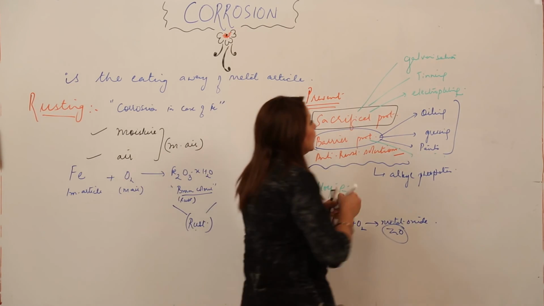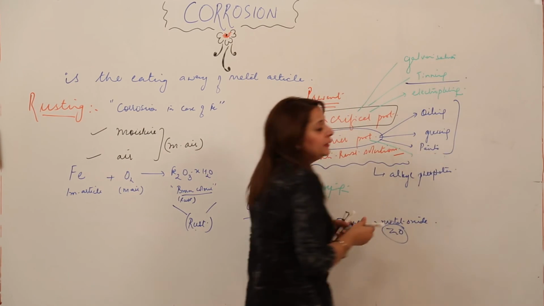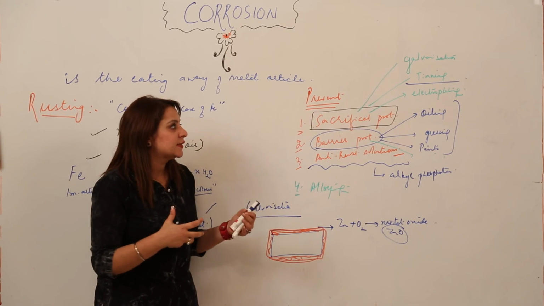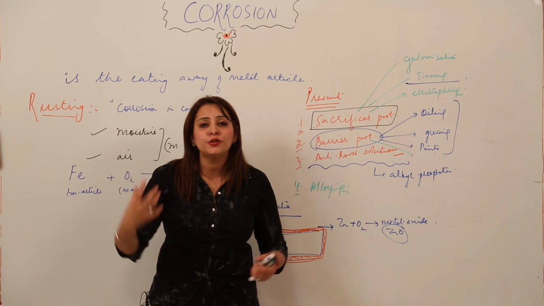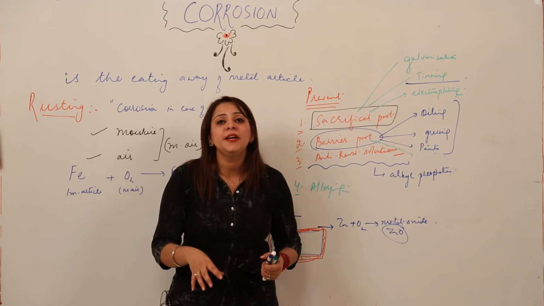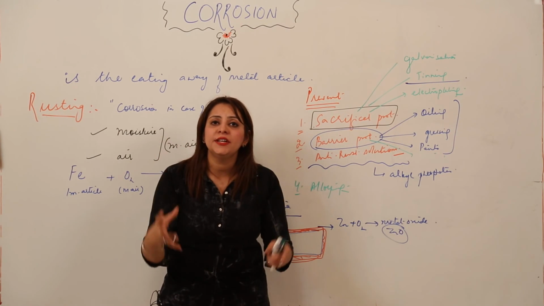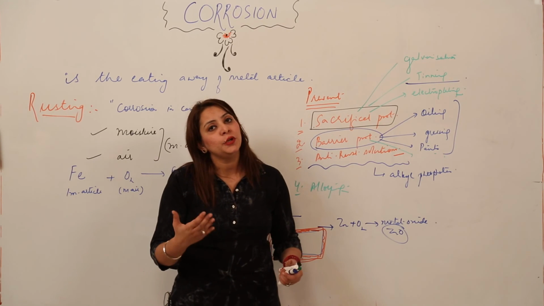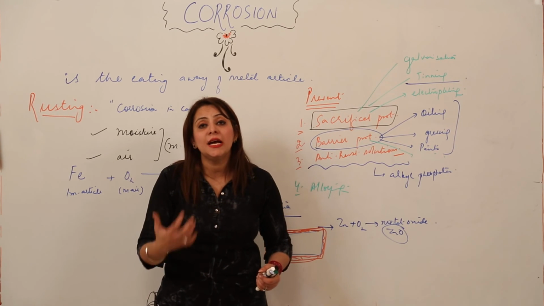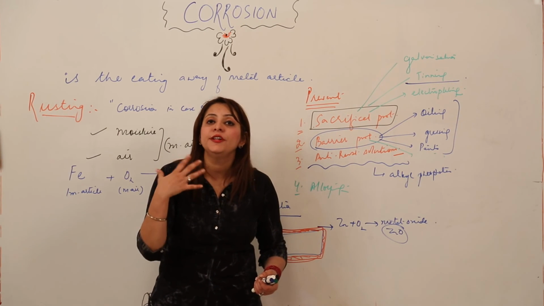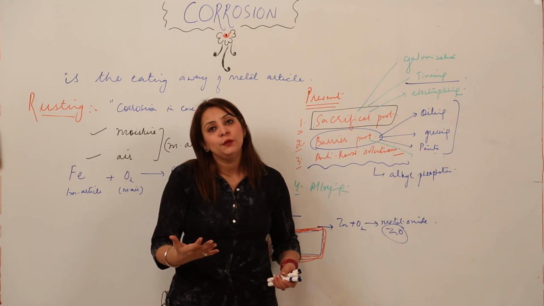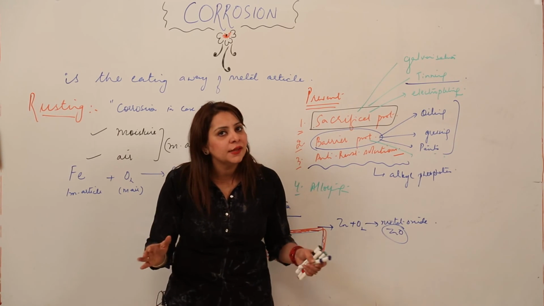Similarly, the second sacrificial method is tinning. What we do in this is dip the iron article in a solution of tin, and after dipping, it gets covered with tin. Again, the tin protects from rusting because it does not allow the moisture to pass into it, and if the moisture does not pass, it will not combine with iron and there will be no rusting.